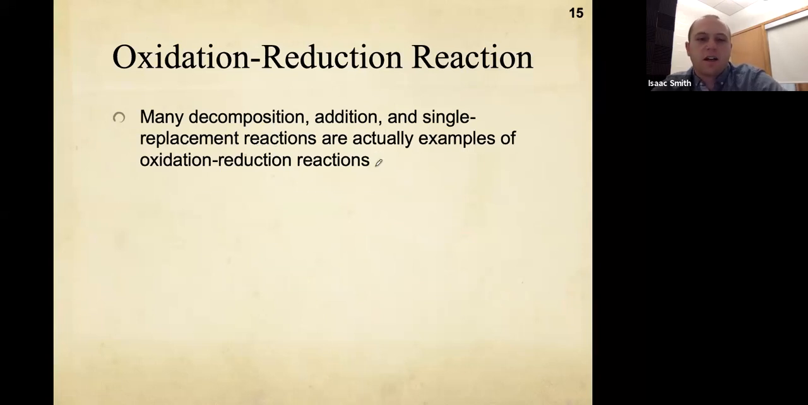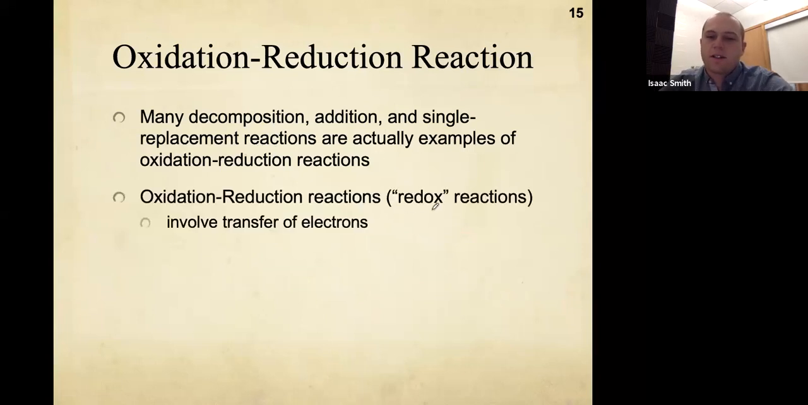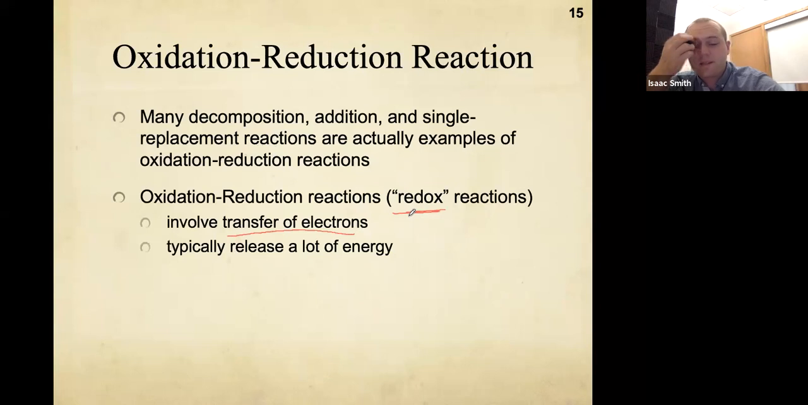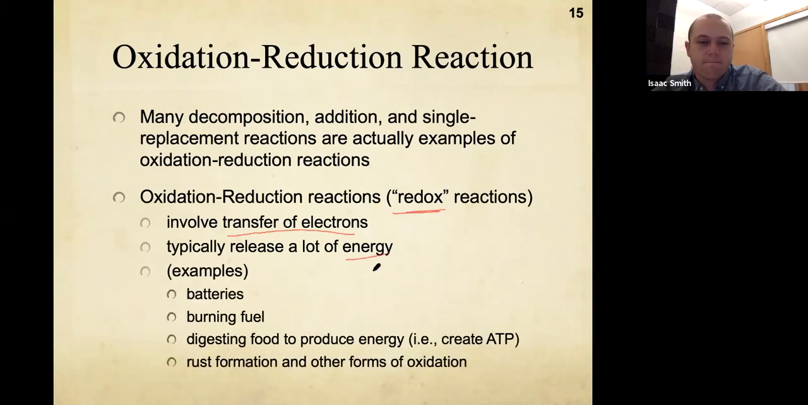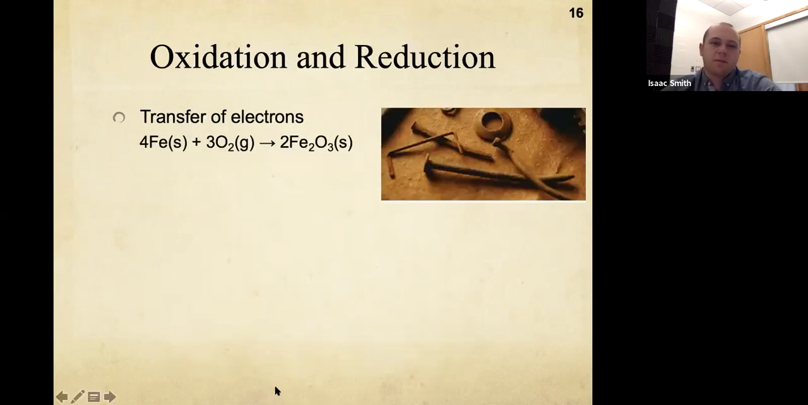And basically an oxidation reduction reaction, sometimes you'll hear people say redox, they just put the two together, reduction, oxidation. Anything that involves the transfer of electrons is a redox reaction, okay? They typically release a lot of energy. And here are some examples of where you might see redox reactions, okay? One of the most common ones we're probably familiar with is rusting, okay?